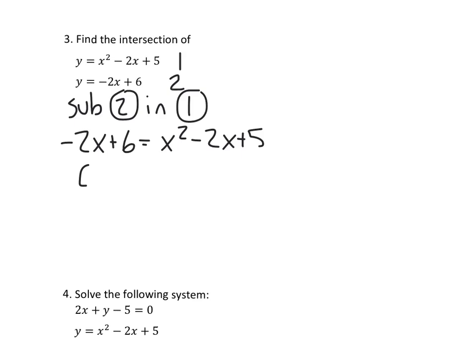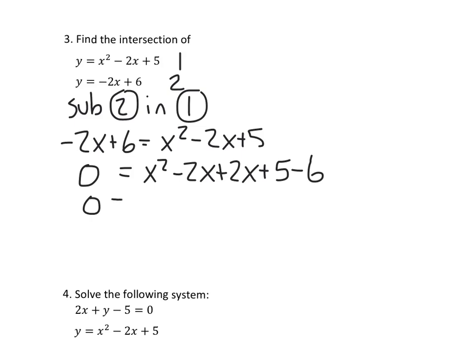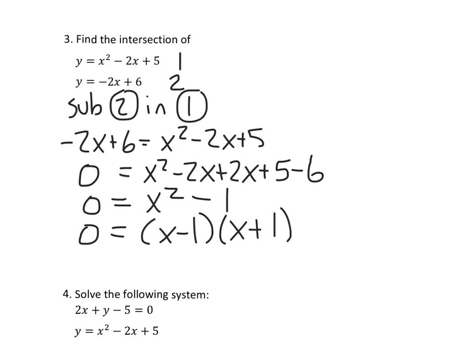I'm going to add 2x to both sides. And I'm going to subtract 6 from both sides. When I simplify, I end up with x squared minus 1. This is a difference of squares that I can now factor. So x squared minus 1 factors to x minus 1 times x plus 1.